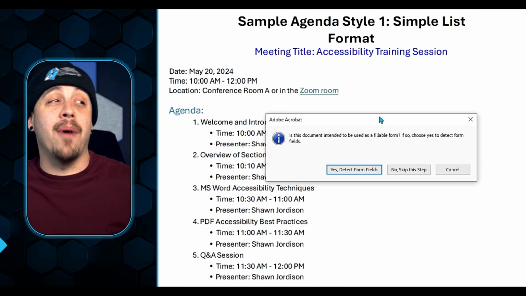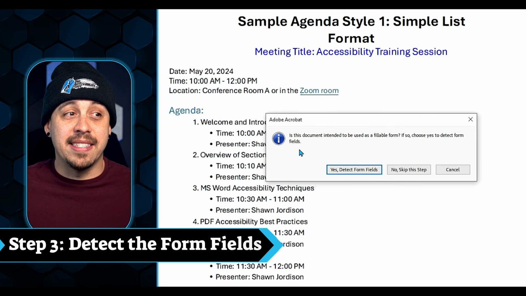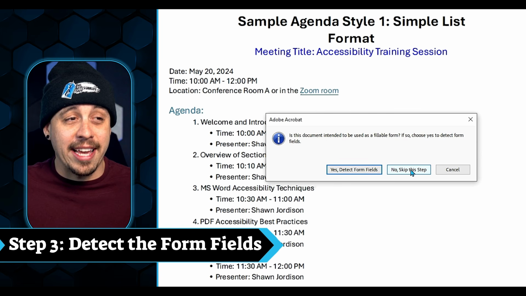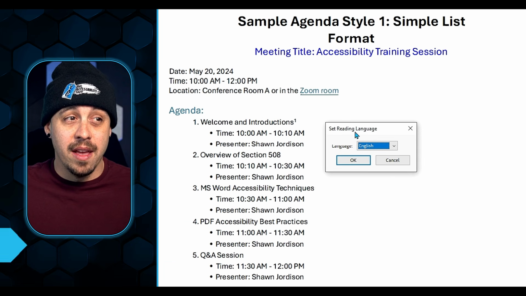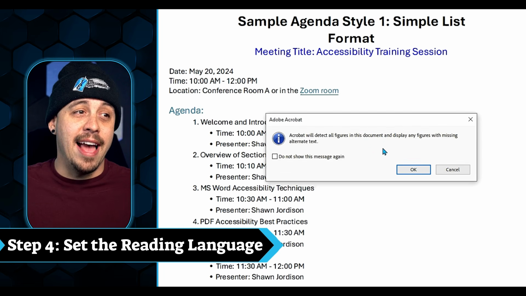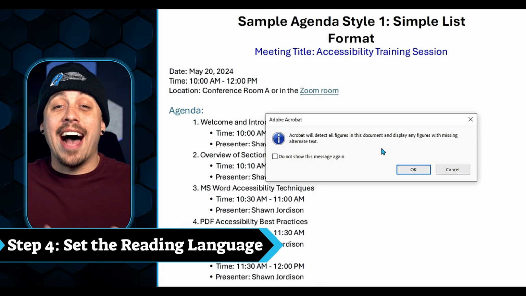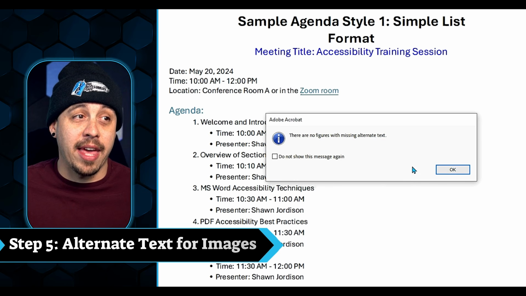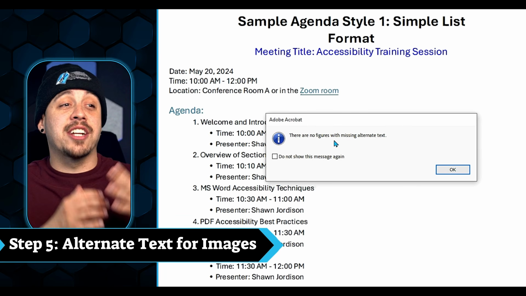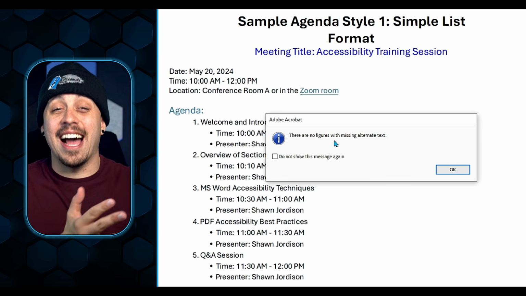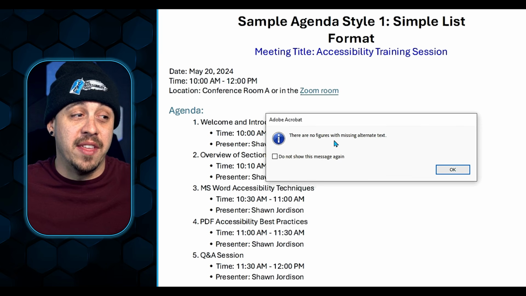Now, the next step of the guided action is to ask us if there's any form fields. We're going to say there's not, so we can actually just skip this step. Then we're going to set our reading language, which in this example is English. And then it's going to ask us to add any alternate text for images that it finds. Let's select OK. And it tells us there were actually no images in this document. Now, if there were, it would prompt us to add alternate text right here in this step.